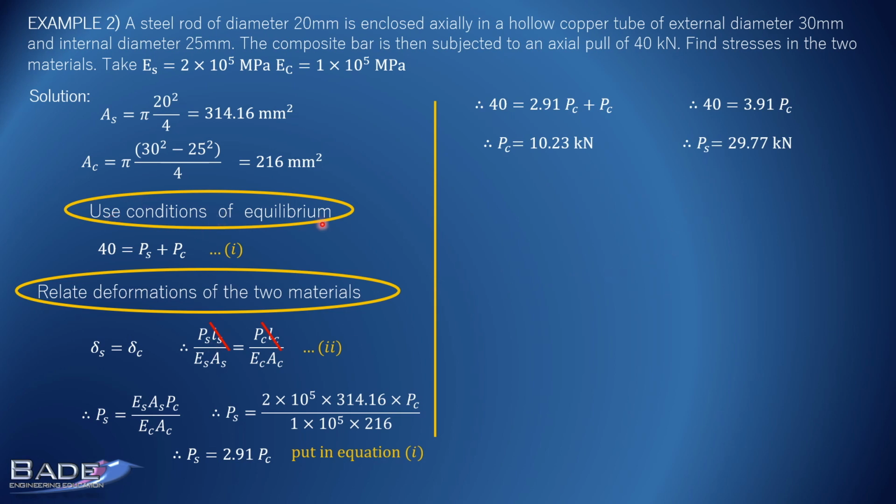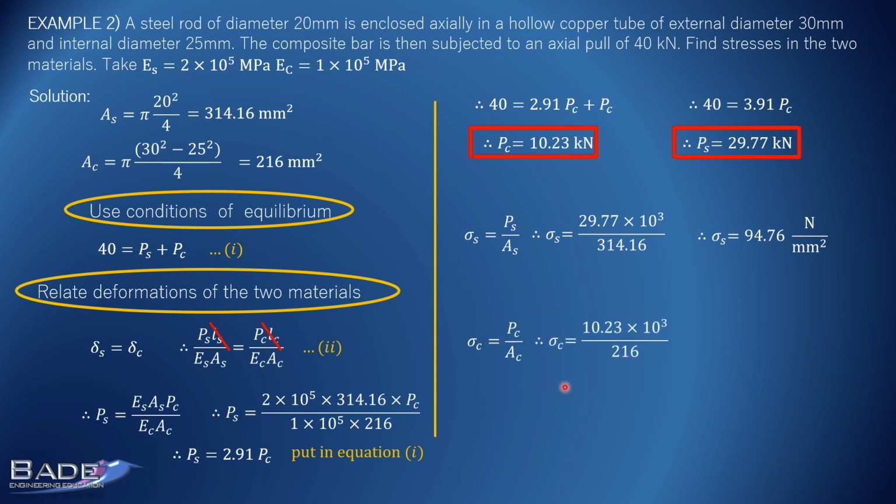So when you use these two conditions, condition of equilibrium and relation in deformations, you create two equations with the loads and solve these two equations in this manner, you will get two values of load. So out of 40 kilonewton total load on the composite cross section, copper is taking 10.23 kilonewton and steel is taking 29.77 kilonewton. So sigma S is equal to PS upon AS. Sigma S is equal to 29.77 into 10 raised to 3 divided by 314.16. So sigma S is equal to 94.76 Newton per millimeter square.